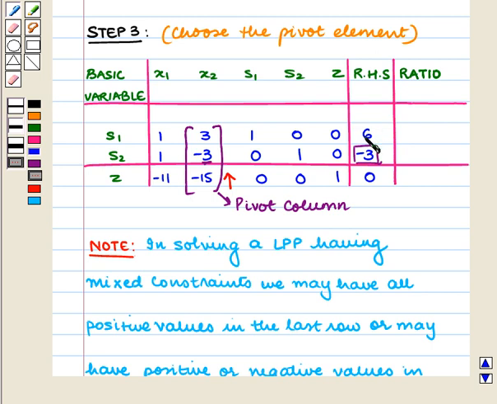We have 6 upon 3 equal to 2 and minus 3 upon minus 3 equal to 1. So the minimum of 2 and 1 is 1. Therefore, minus 3 is the pivot element. Also, S2 is the outgoing basic variable.